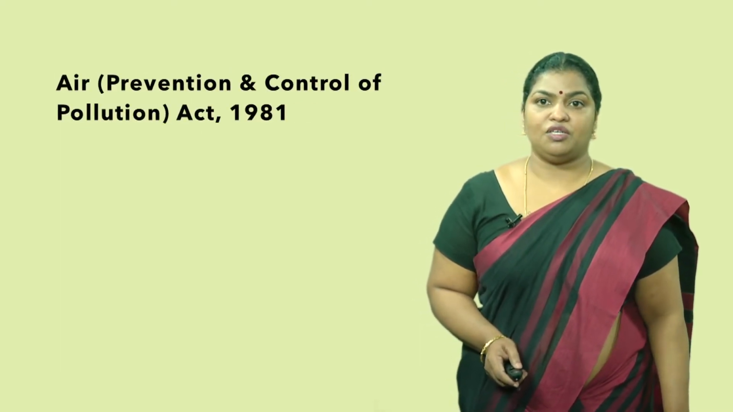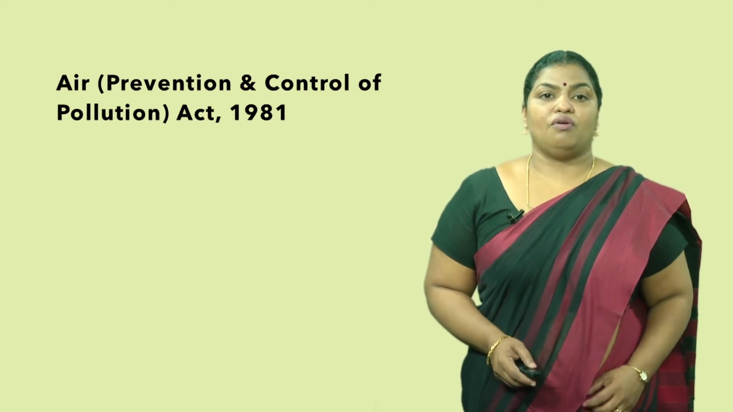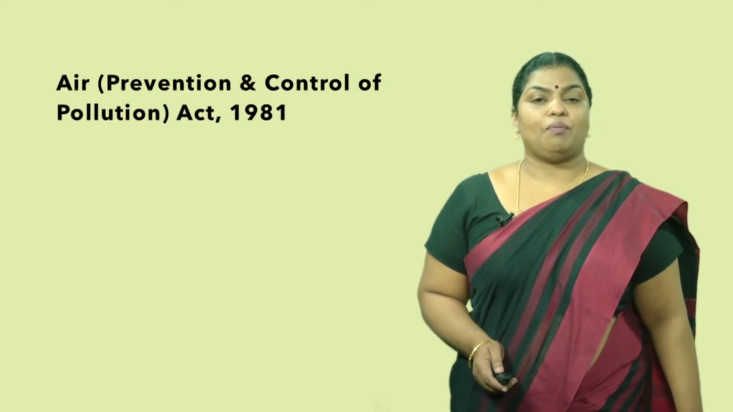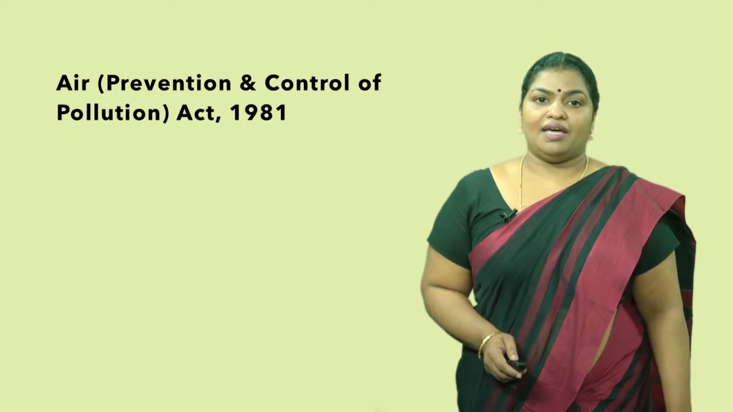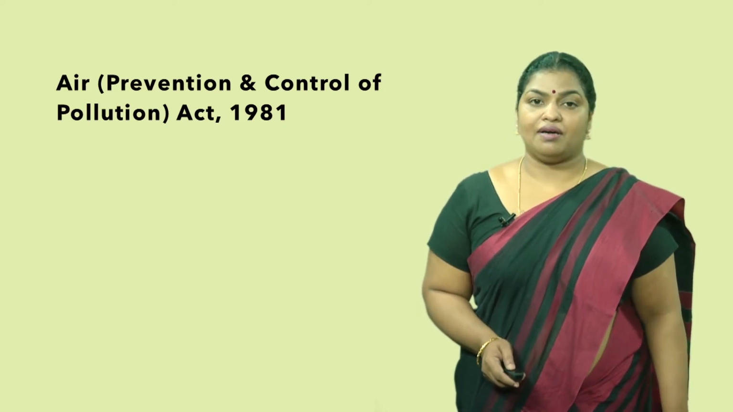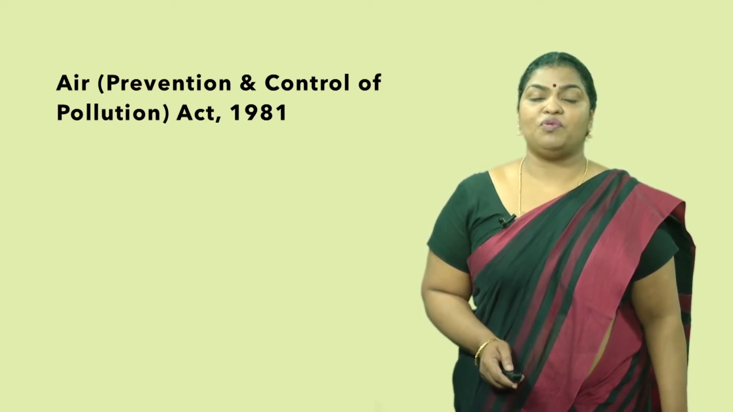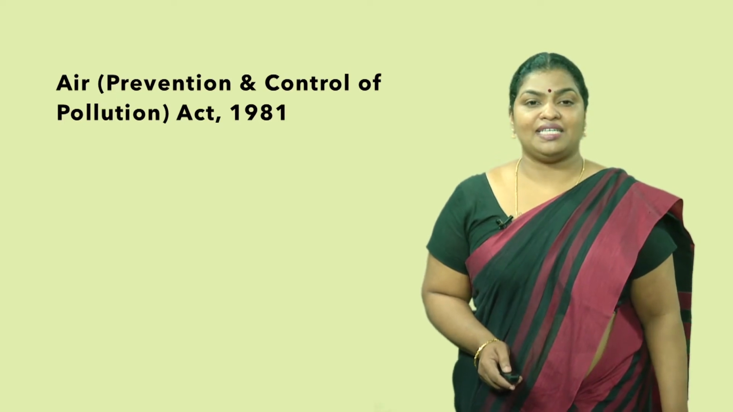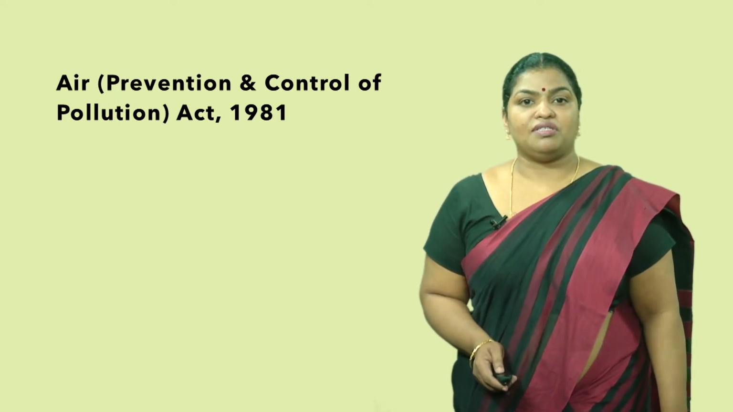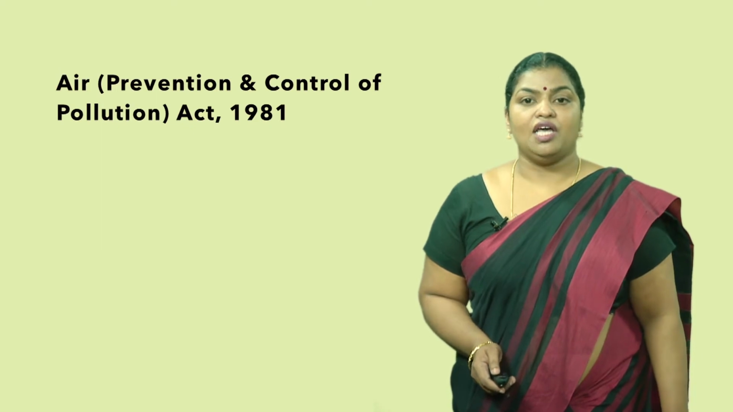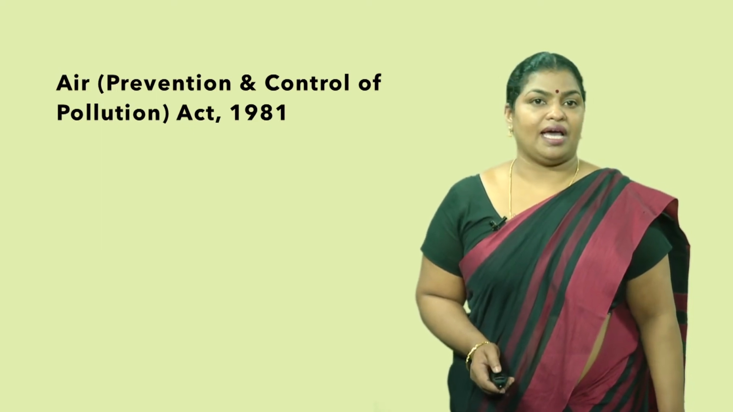The next Act, the Air Prevention and Control of Pollution Act 1981, was enacted for the prevention, control and abatement of air pollution. The Air Act also functions on the basis of prior consent. However, the penalty provisions were added later to the Act in the 1987 amendment. Sections 37, 38 and 39 provide for the penalties under the Act.